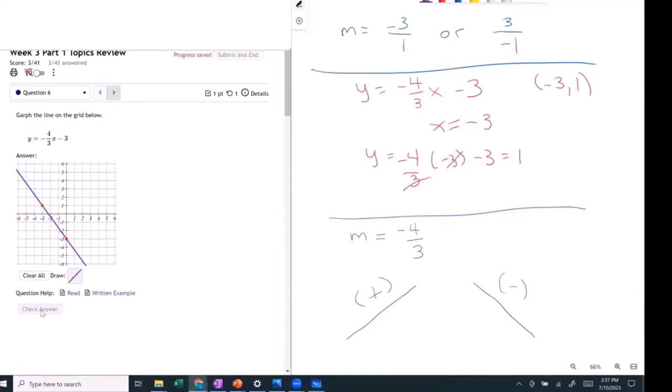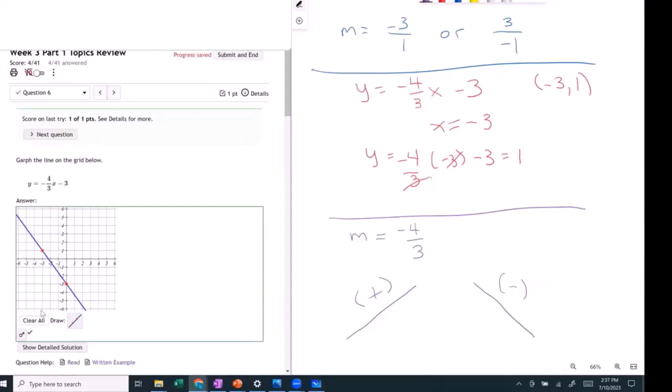I feel pretty good about this. Check answer. No problem. Now, you can do that anytime you want, but the easiest point to graph is x equals 0, y equals -3. Because when x equals 0, I don't have to solve things. That's why if I can, I use my y-intercept.